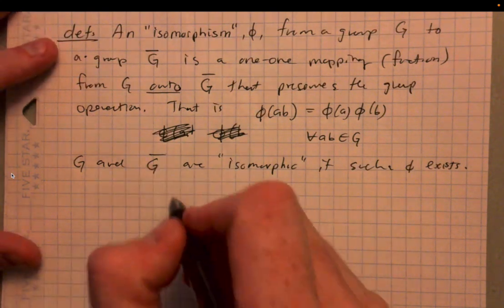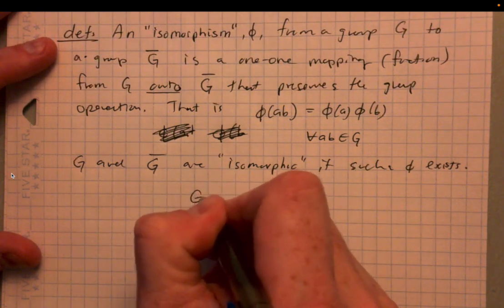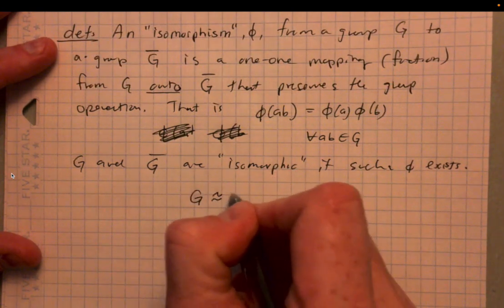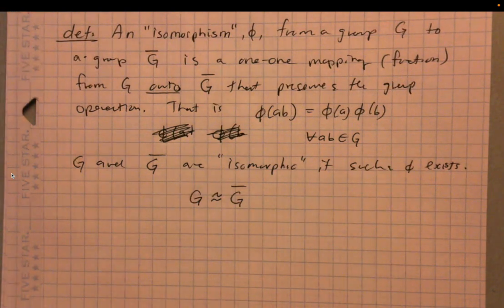And we'll typically denote isomorphic groups using some kind of notation like this, just a squiggly line. They're not necessarily equal, they're isomorphic, a little different.